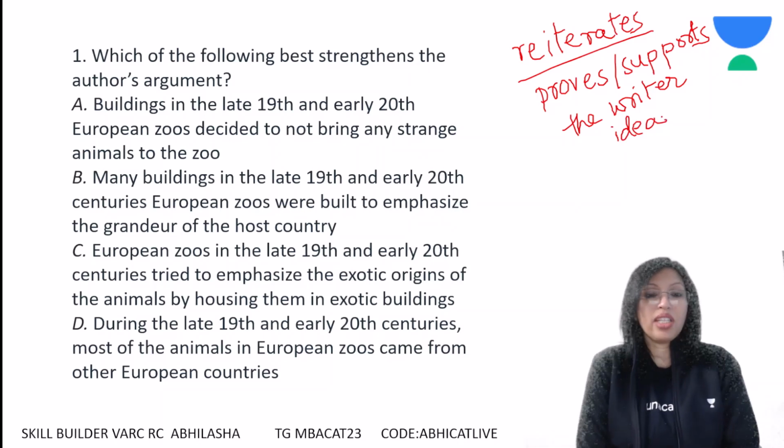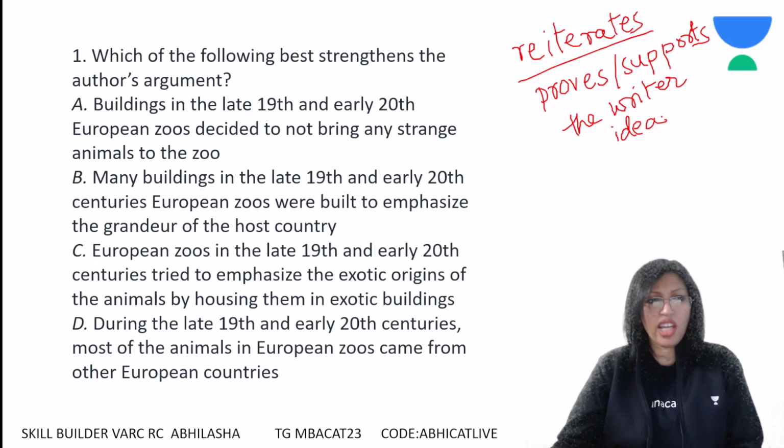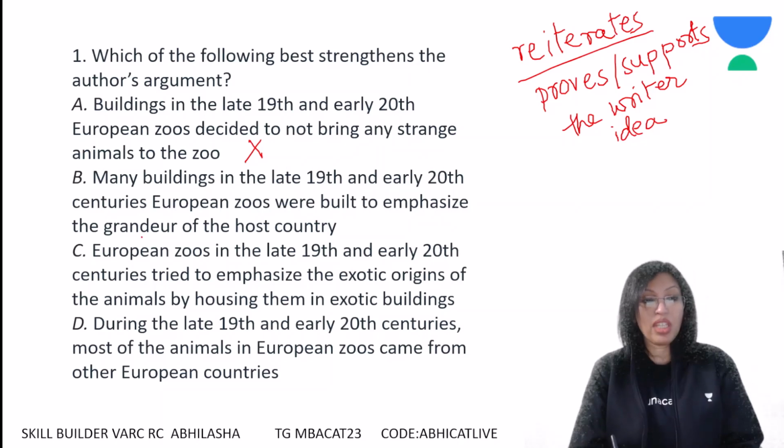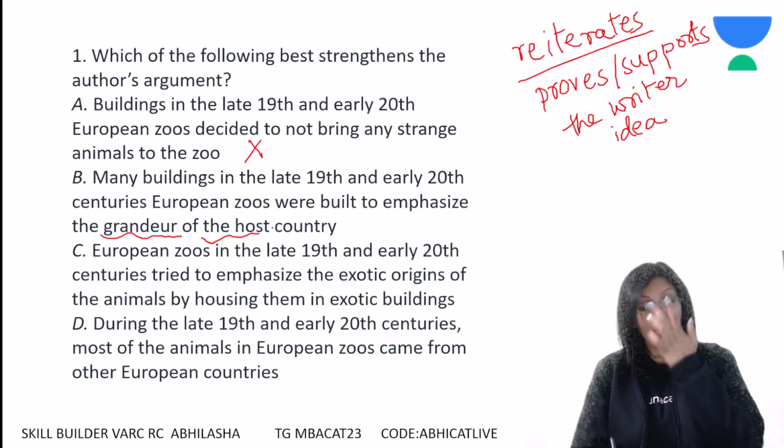Which of the following best strengthens the author's argument? Buildings in the late 19th and early 20th European zoos decided not to bring any strange animals to the zoo. Well, this is incorrect. This did not happen in the passage at all, right? And this would not strengthen the writer's idea also, because we are talking about emphasizing the strangeness. Many buildings in the late 19th and early 20th century zoos were built to emphasize the grandeur of the host country. Well, this is something that was mentioned, but this was not the main idea. We were not trying to emphasize the grandeur of the host country. We were trying to emphasize the exoticness of that nation from where we had got the animal.